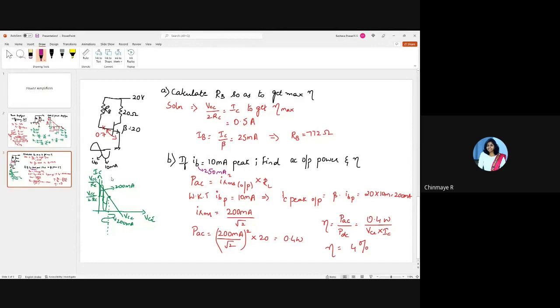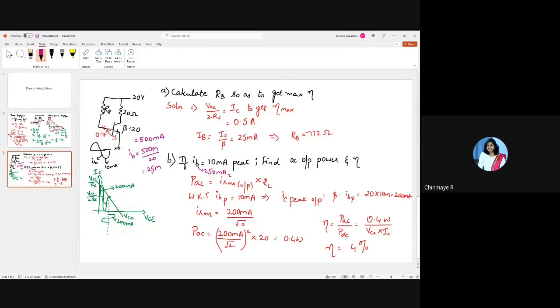Now suppose your beta is 20, and the maximum current swing possible is 500 milliampere. So at the input, IB can take a maximum value of 500 milli by 20. How much is this? 25 milliampere, right? So at this point, you get the maximum efficiency.